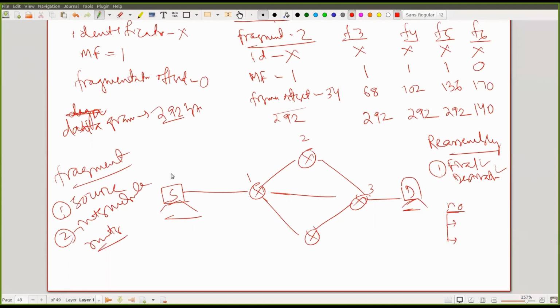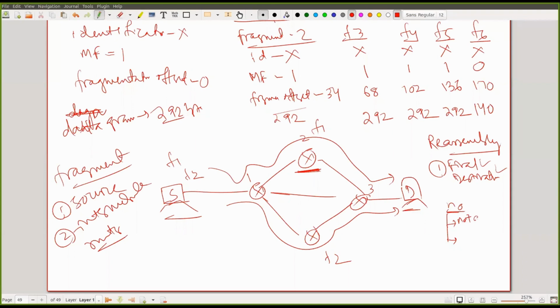So let's think of this. Now I have divided one packet into fragment 1 and fragment 2. Fragment 1 may follow this path, fragment 2 may follow this path. If I want to reassemble, the reassembly does not happen at the router ends. Why? Because there is a possibility that all the fragments may not be available at the router. May be available, may not be. If fragments are not available, how can I reassemble? I cannot reassemble. So that's why reassembly doesn't happen at the router end.